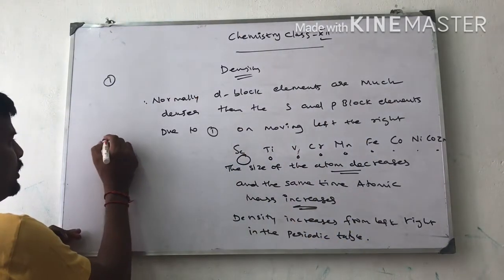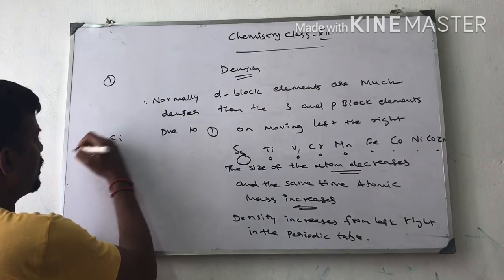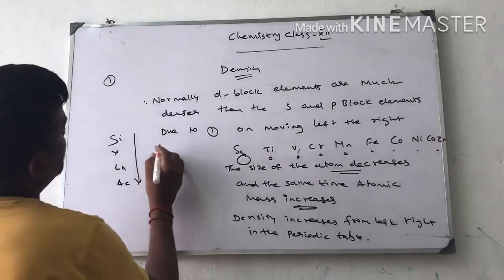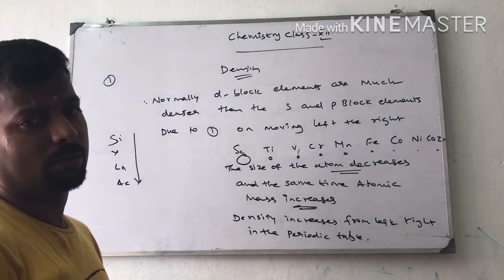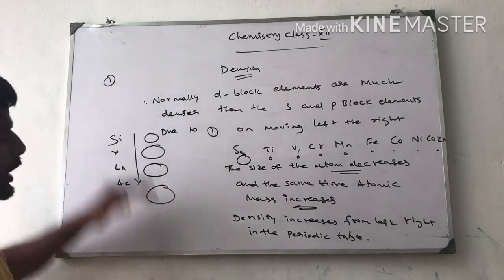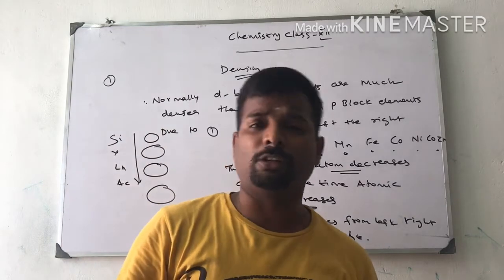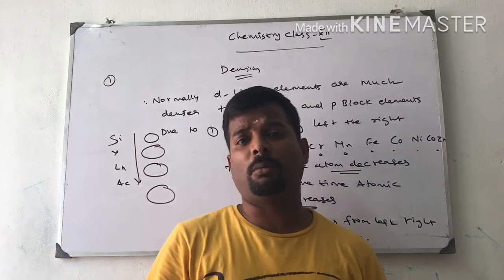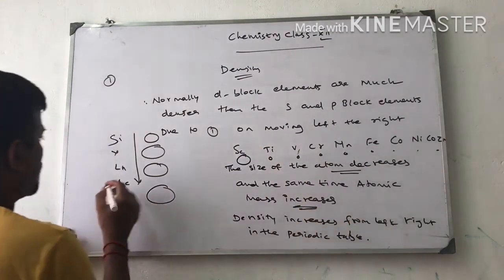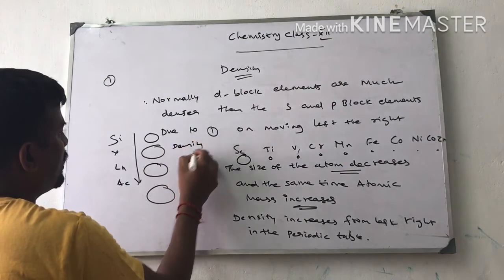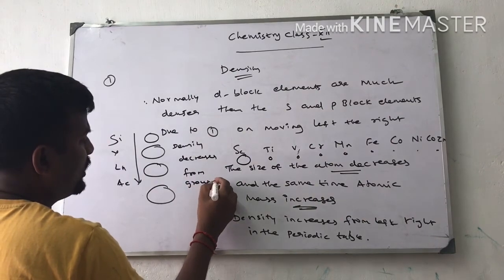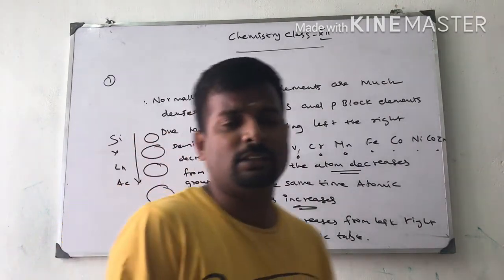What happens group wise? Scandium, yttrium, lanthanum, actinium, or silver, gold, platinum, palladium. Here the size of the atom is bigger, still bigger, and atomic mass also increases. So both compensate each other, and density decreases only a little bit. Group wise density decreases and period wise density increases.